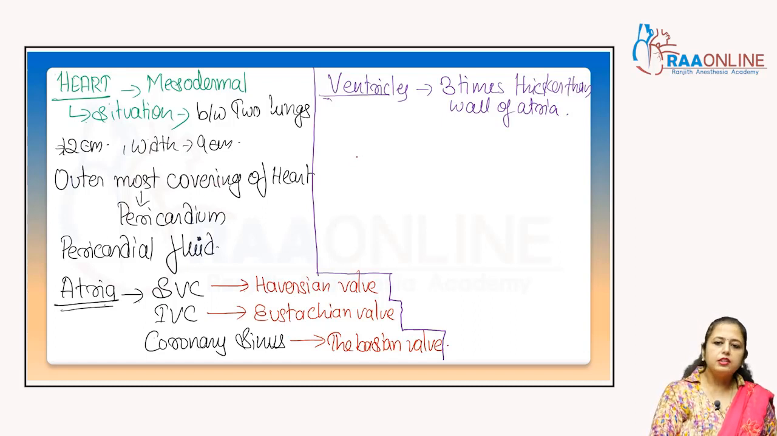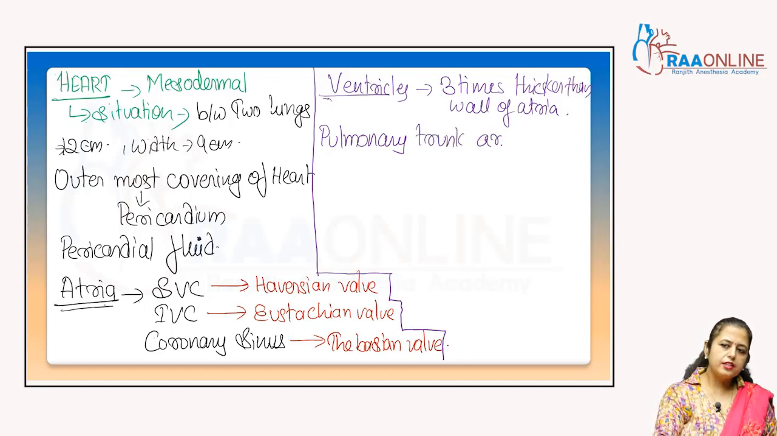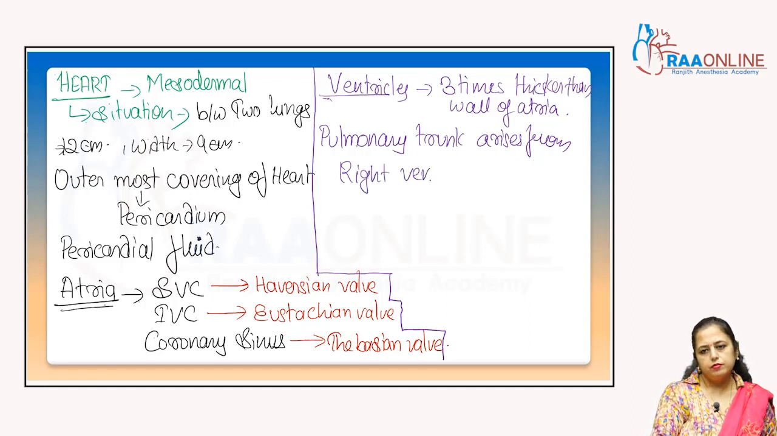Pulmonary trunk and aorta, a question was asked from that. Pulmonary trunk arises from right ventricle. Aorta arises from left ventricle, right?